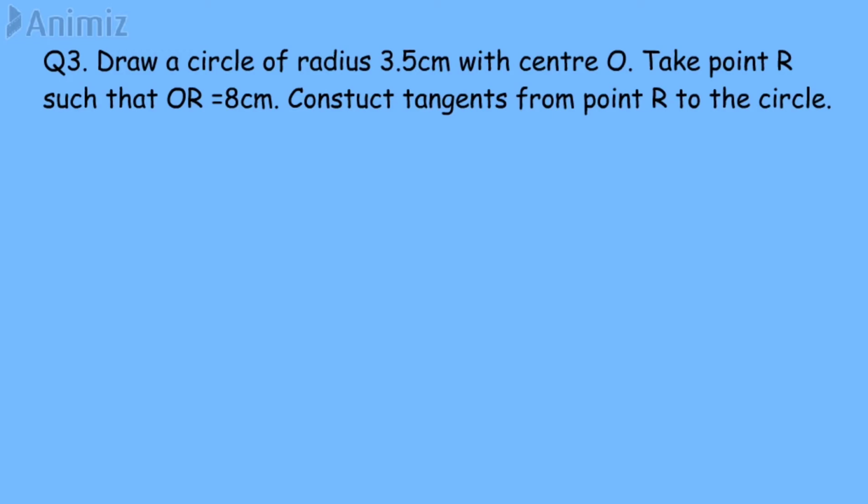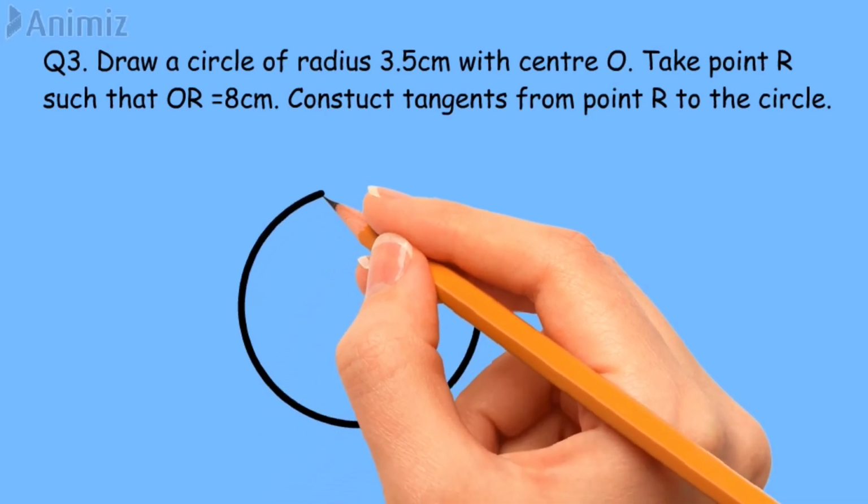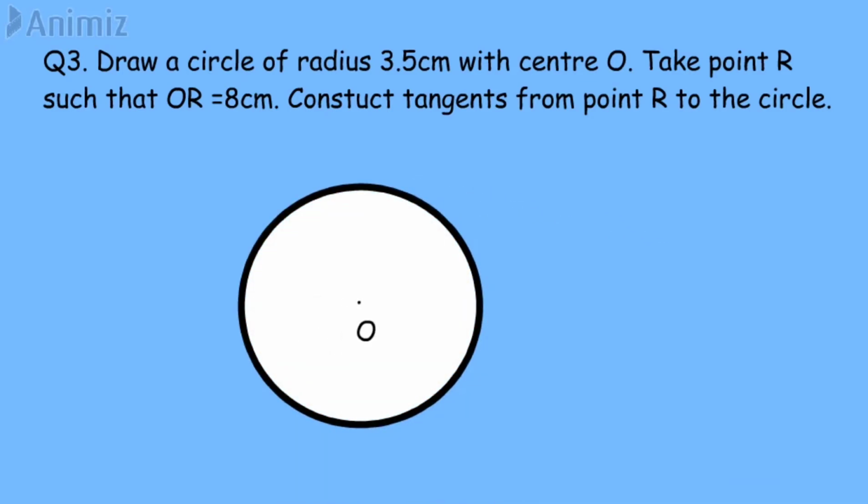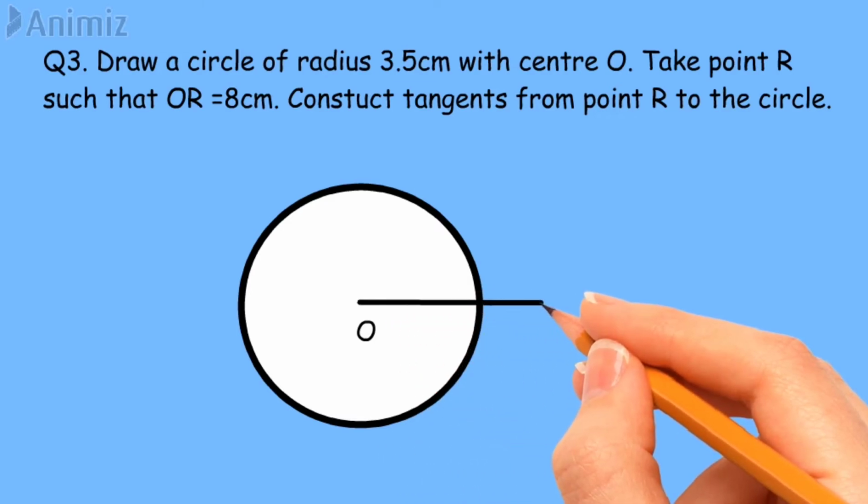Now students, one more sum. Draw a circle of radius 3.5 cm with center O. Take point R such that OR equals 8 cm. Construct tangents from point R to the circle. Now in the same way, take distance 3.5 cm in your rounder, draw the circle, and label the center O. Now from O point, draw segment OR of 8 cm.